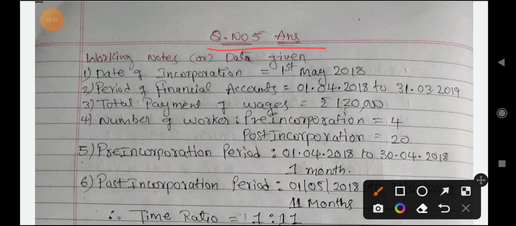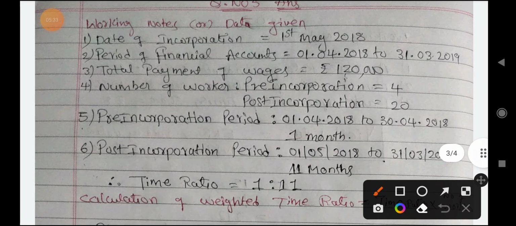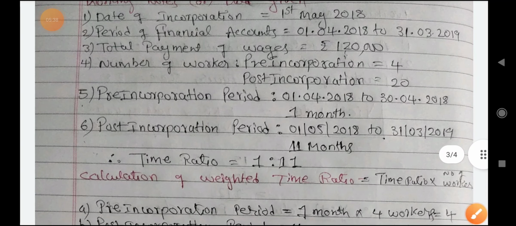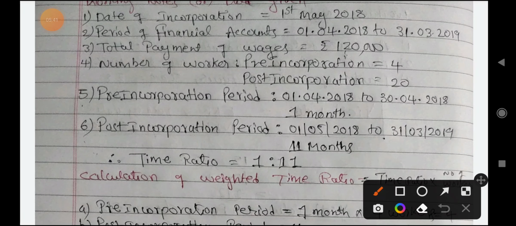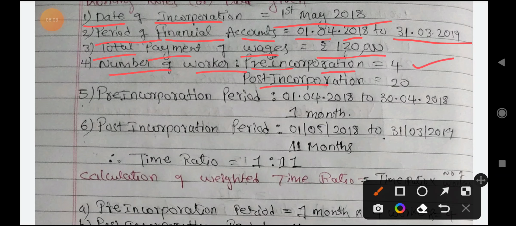Here we are discussing question number 5. Working notes are the data given. You can increase the answer by mentioning the question data clearly. Date of incorporation 1st May 2018. Period of financial accounts 1st April to 31st March 2019. Total payment of wages 1,80,000. Number of workers pre-incorporation 4, post-incorporation 20.